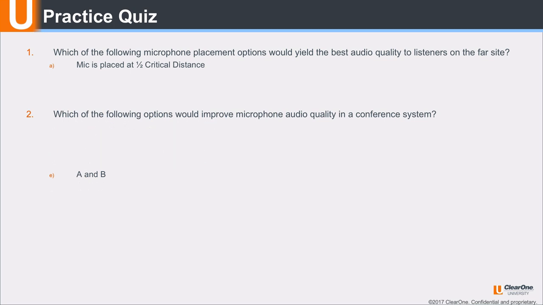The correct answer is E, both A and B. Acoustic treatment and moving the microphones closer to the talker.